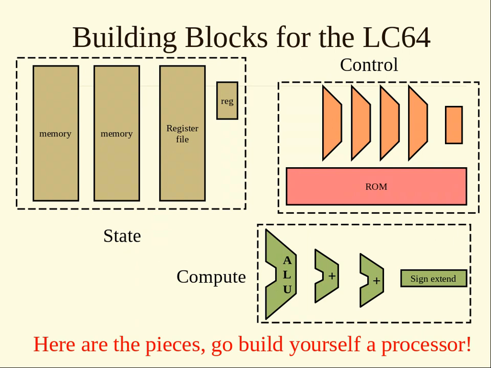All right, so building blocks for the little computer 64. You have your state, which has memory, register files, and possibly other registers. And then you have a ROM, as well as, hey, those trapezoids.